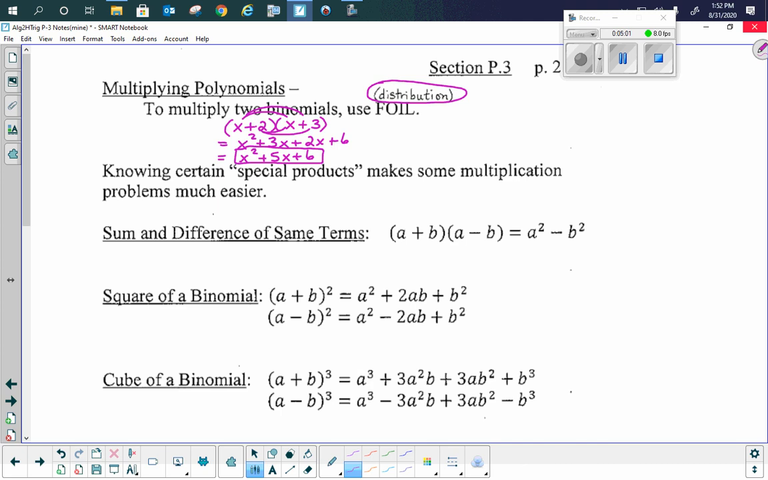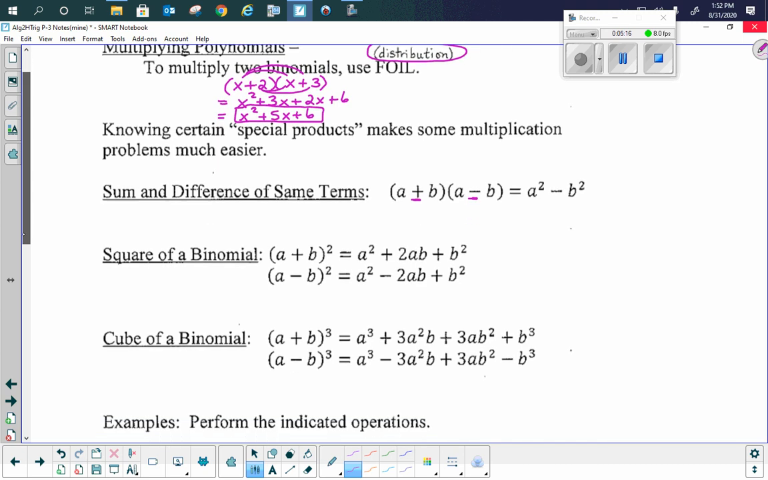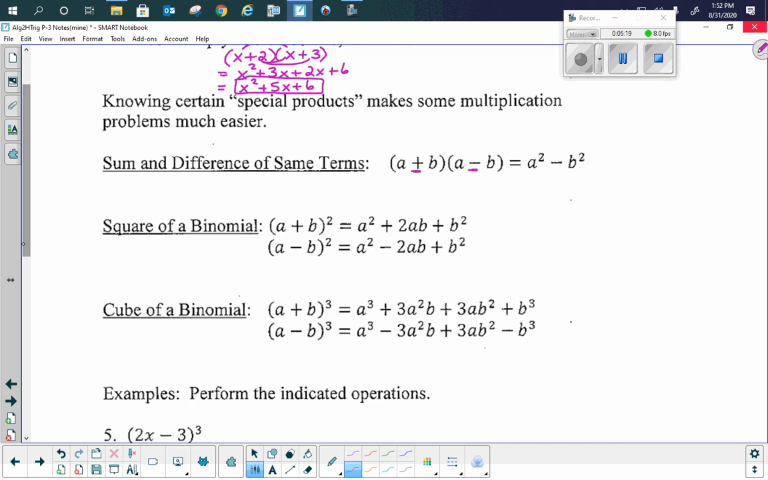And then, of course, knowing certain special products makes some of the multiplication problems much easier, guys. So we should know these names. So sum and difference of same terms, right? So this is sum, the addition, difference, the subtraction. And when you see sum and difference, that should multiply out to be a squared minus b squared. You should also know that both ways, okay? We'll be getting to that very soon, but we're talking about right now just the multiplying.